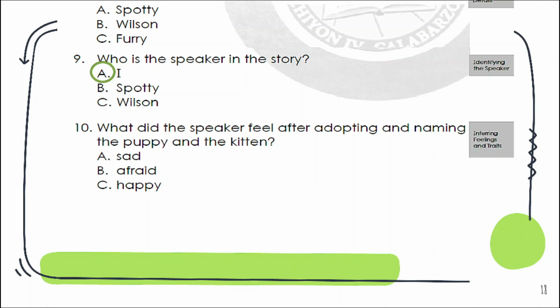Number 10. What did the speaker feel after adopting and naming the puppy and the kitten? A. Sad. B. Afraid. C. Happy. Correct. Letter C.